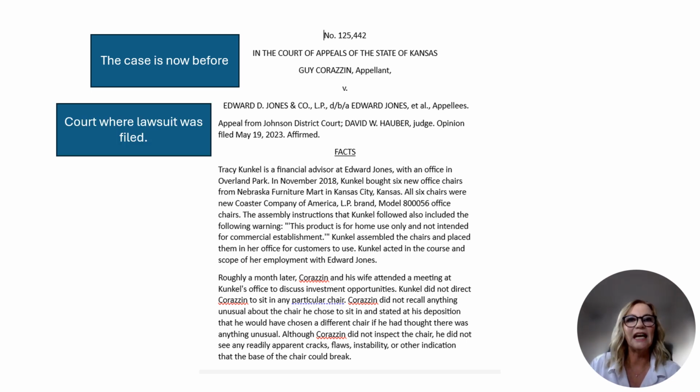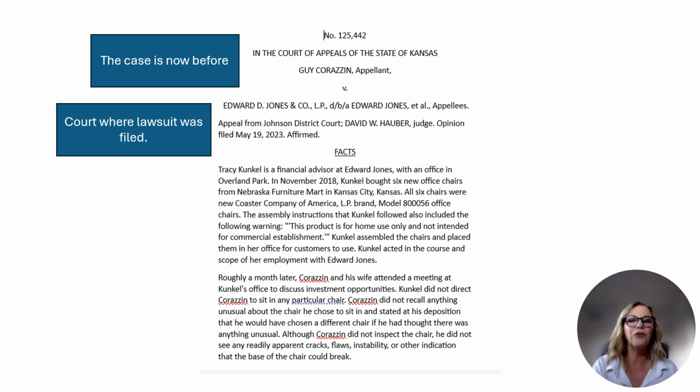It's from Johnson County, or Johnson District Court. What does that mean? That means they're telling me right there that the lawsuit was filed, because it's district court, and now I know it's before the Court of Appeals. Okay, so that's part of my procedural history.